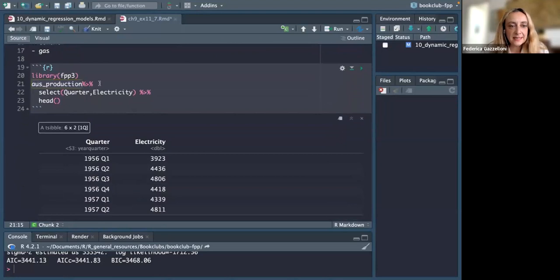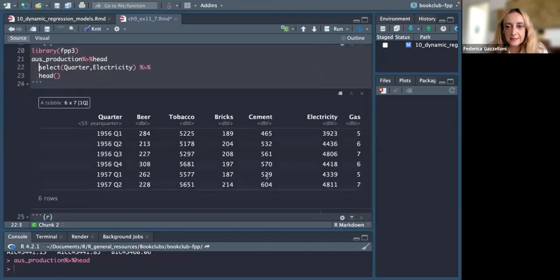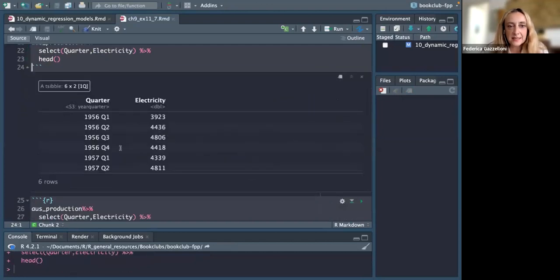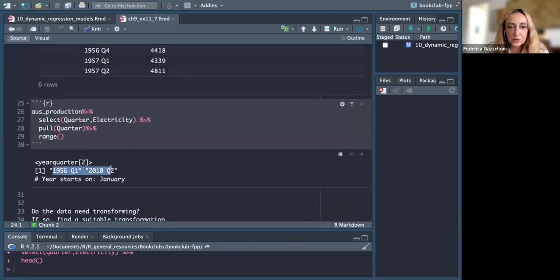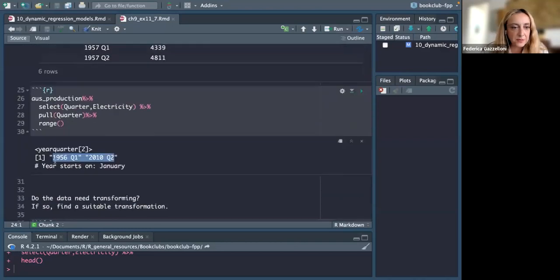So the data set is made of some interesting information about beer, tobacco, bricks, cement, electricity, and gas, and also the time is in quarters. Now we select the electricity, and so we have a nice time series to use. We can see that the range of the quarters, so the period of this time series, goes from 1956 first quarter to 2010 second quarter.